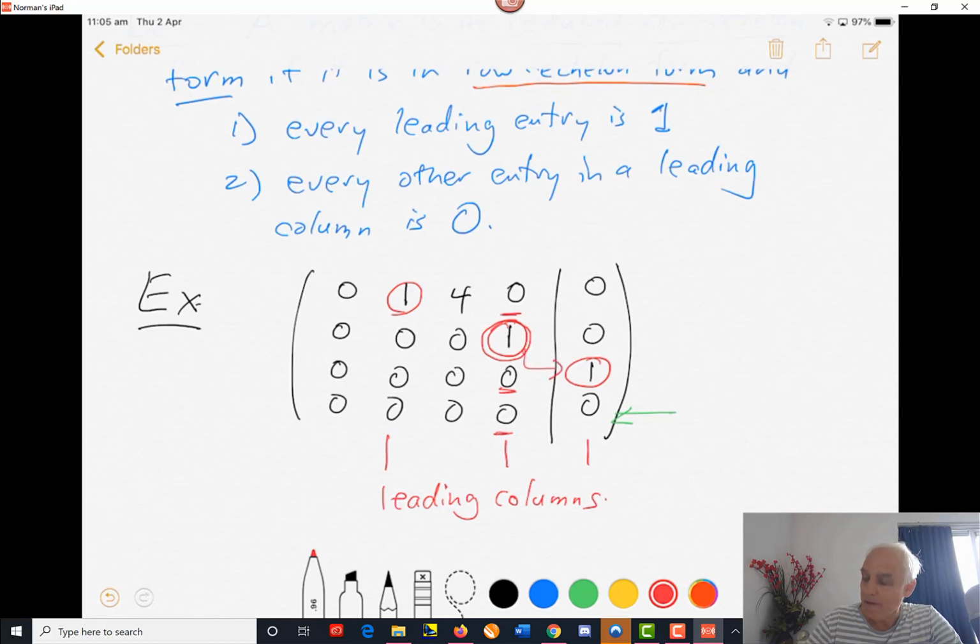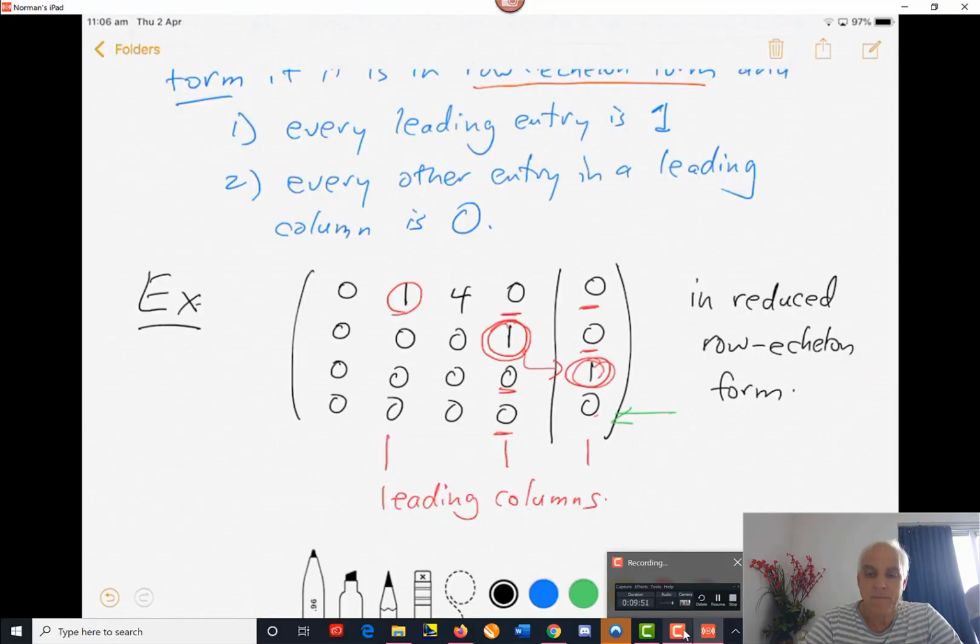We know that below there must be 0 because the next leading entry is staggered to the right. Similarly with this one here, we know everything below it has to be 0 because the next leading entry is staggered to the right, if there is one. But what is in addition now is that the things above the leading entries are also 0. So this thing is in reduced row echelon form.